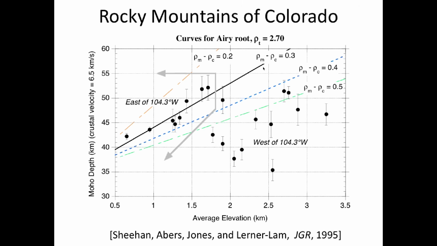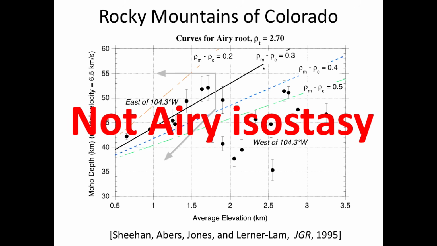They didn't bother to do a least squares fit on these data, but the answer would be clearly something close to zero. There's no correlation at all of crustal thickness with height. So one would have to conclude that, in this case, Airy's isostasy does not work.